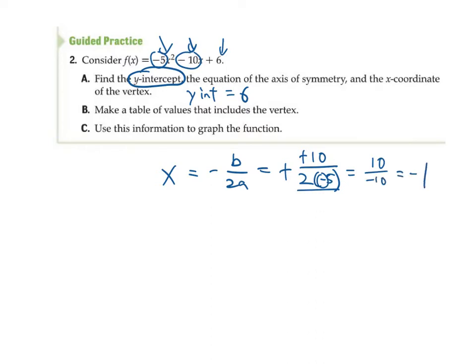So my line of symmetry, axis of symmetry is x equal to negative 1, which also means the x-coordinate of my vertex is negative 1.